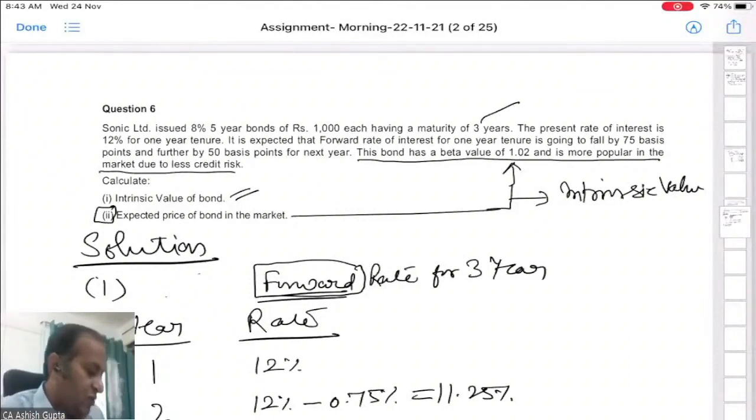Sonic Limited issued 8% bonds, 8% 5-year bonds of rupees 100 each, having a maturity period of 3 years. The present rate of interest is 12% for a tenure of 1 year. It is expected that the forward rate of interest for the 1 year tenure is going to fall by 75 basis points and a further 50 basis points for the next year. This bond has a beta value of 1.02 and is more popular in the market due to less credit risk. Calculate the intrinsic value of the bond and the expected price of the bond in the market.